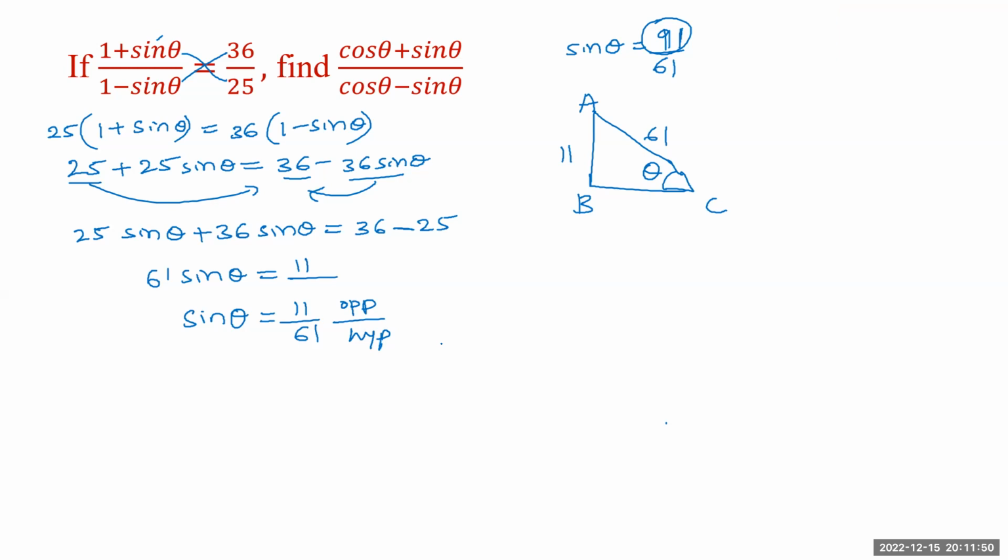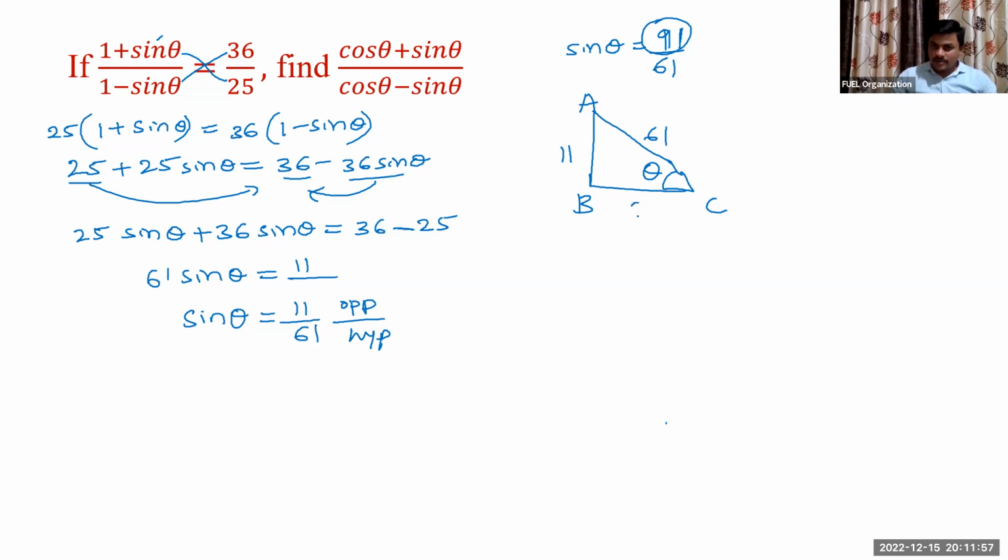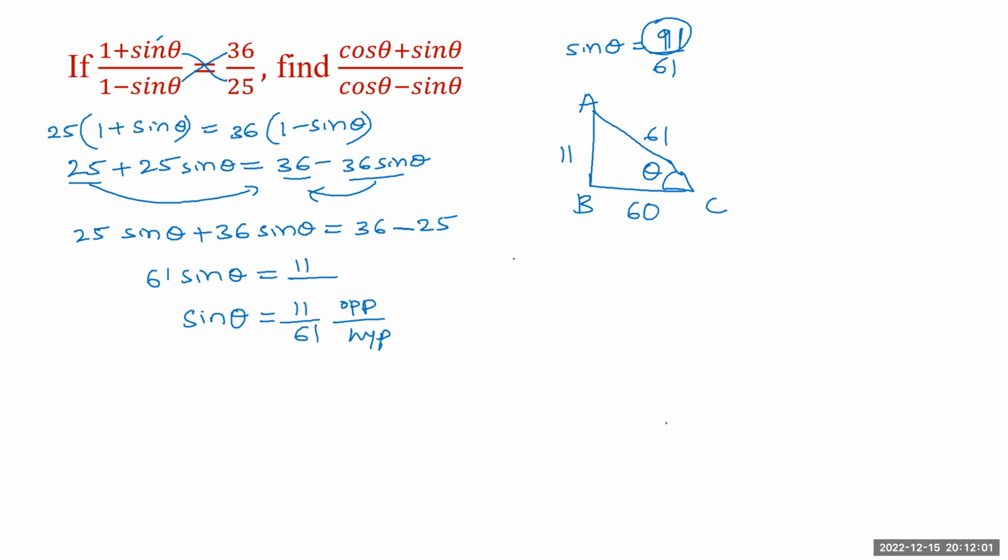So it's 60? 60. Exactly. Okay. Is it coming in decimals, I think? No, sir. It will be 61 into 61, it is 3721 minus 121. Oh, sorry, I added addition.